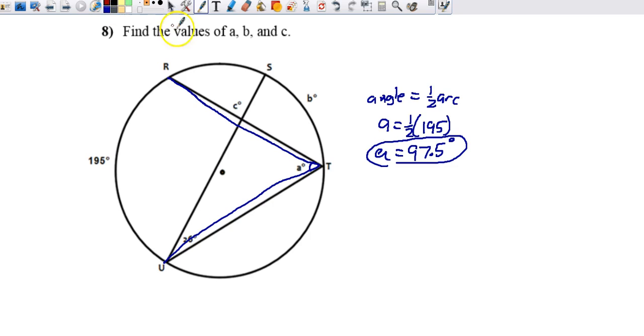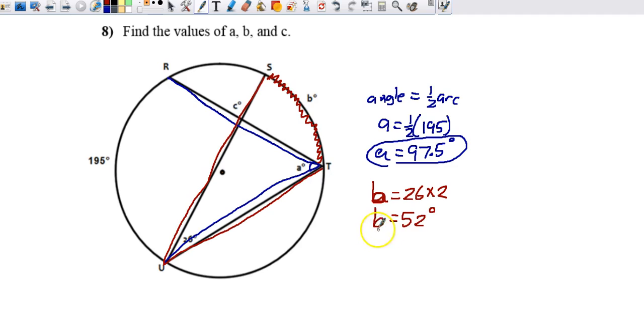B is asking for the arc. This time I want to know the arc that this angle intercepts. What's the degree of it? So since the angle is 26, B is going to be 26 times 2 instead of divided by 2. So that's going to be 52. So times this by 2.